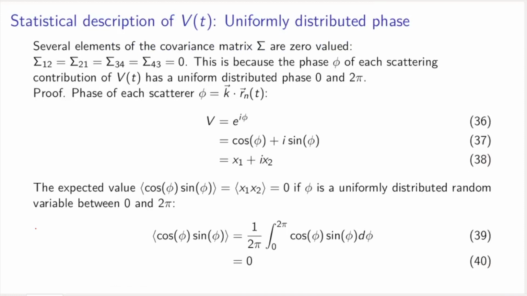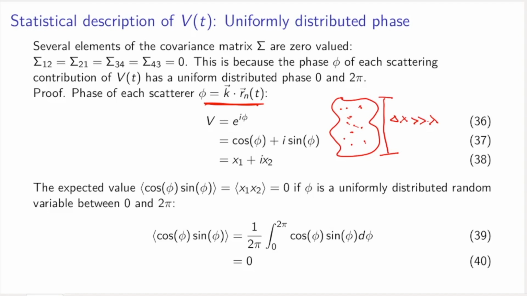Several elements of the covariance matrix sigma are 0 valued, namely sigma 1,2, 2,1, 3,4, and 4,3. This is because the phase phi of each scattering contribution within V of t, the complex voltage, has a uniformly distributed phase between 0 and 2 pi. This is because the dimensions of the scattering volume are large, which results in k dot Rn being a very large number, and because of the cyclic nature of the exponential function, we can treat this as a uniformly distributed random variable.